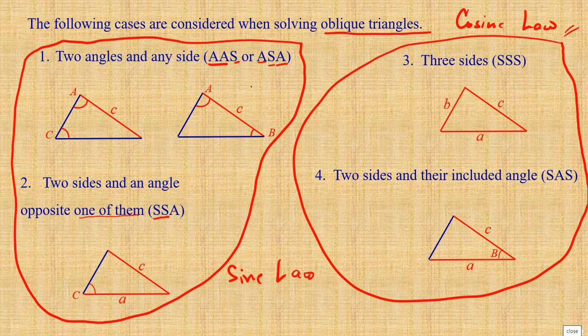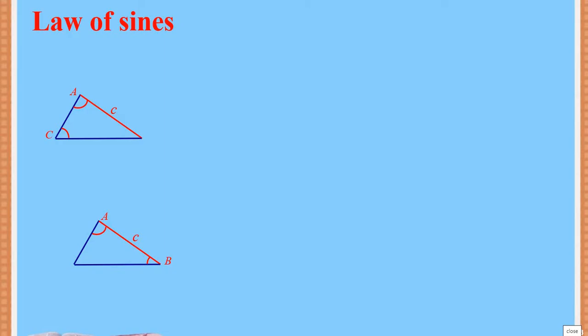However, if you look at the first condition, AAS, 2 angles are given. In that case, you know how to compute the third angle, because in a triangle the total of all the angles is 180 degrees. So if 2 angles are given and 1 angle is missing, you can easily solve for that unknown angle by subtracting the given angles from 180.